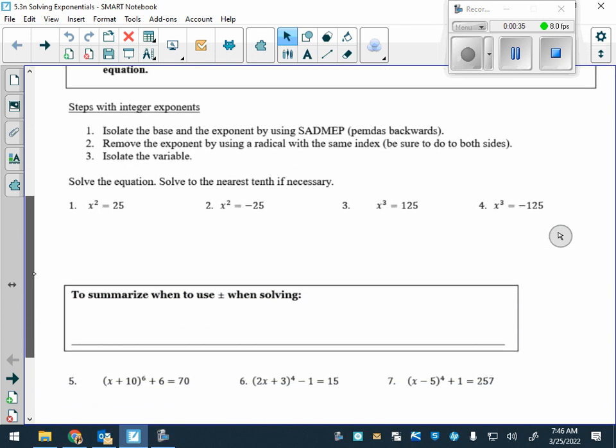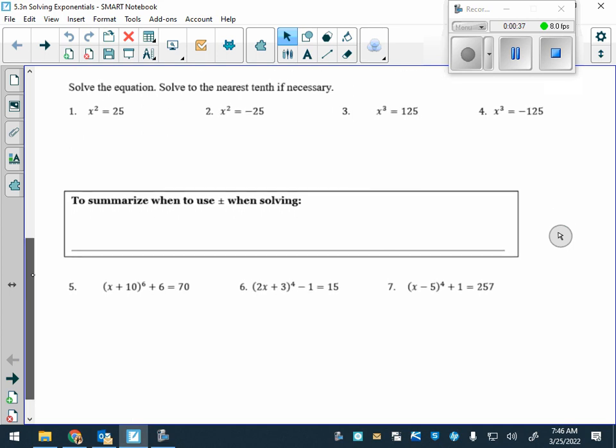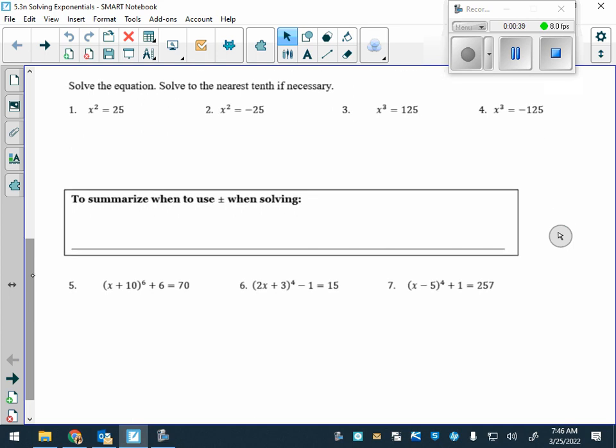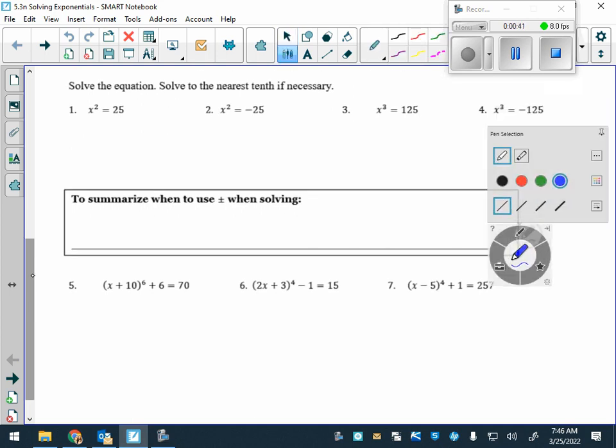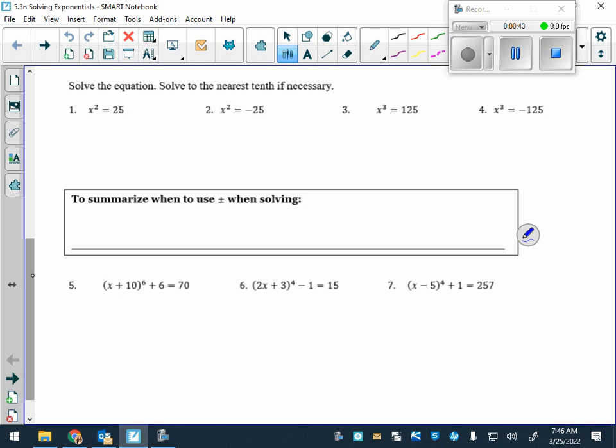All right. So with solving, a few things to remember. What do we do in number 1? We have x squared equals 25. What do we do? Yeah, Mia. Take the square root of both sides, and what do we include? Good. Plus or minus 5. Excellent. When you're taking the square root, you must include plus or minus.